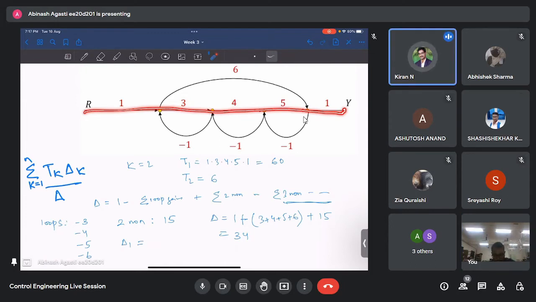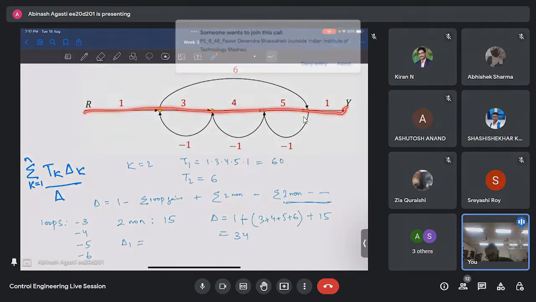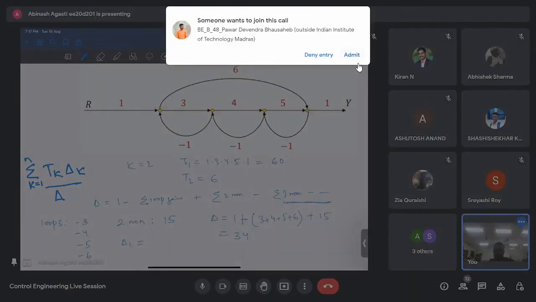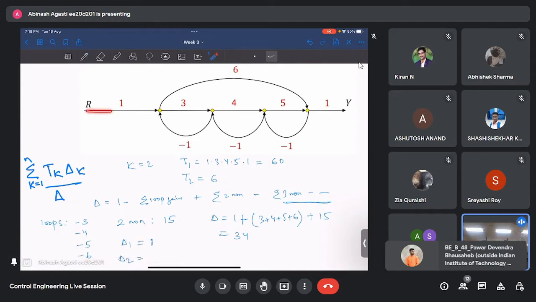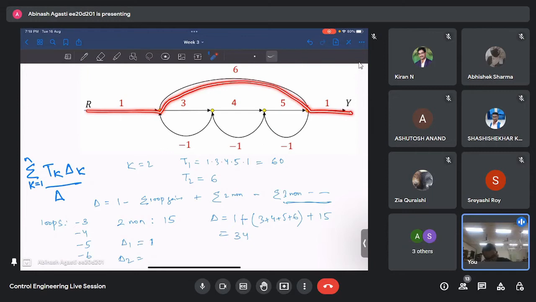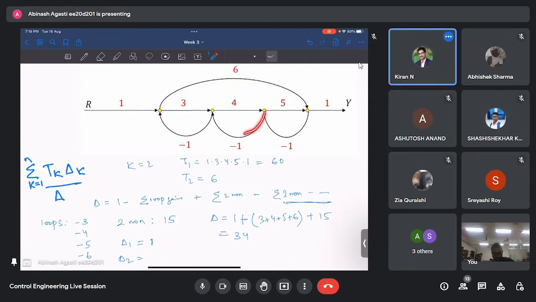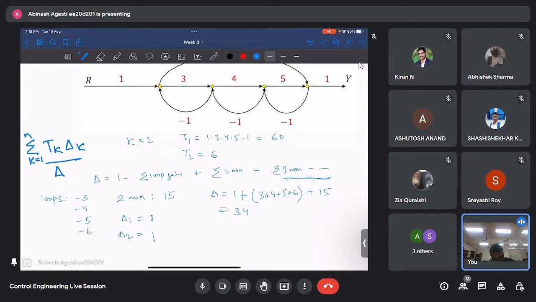Delta 1 is 1, sir. Yeah, correct. So that means no loop remains. So we have delta 1 equal to 1. Now for delta 2, that is, if I remove this thing, what loop remains? 1 minus of 4, sir. 4 into 1 minus 1 plus 4. Yeah, this loop only remains, right? So delta 2 is 1 minus minus 4, which is 5.